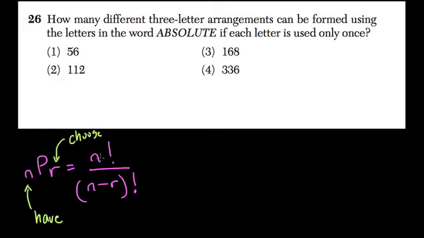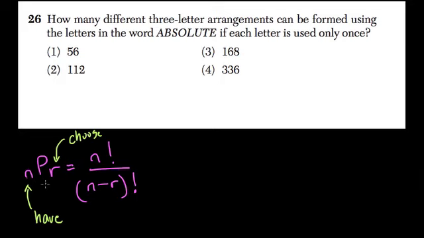N factorial, for example, if it was 9 factorial, would mean 9 times 8 times 7 times 6 times 5 times 4 times 3 times 2 times 1. And here, you're multiplying from n all the way down to 1. We subtract r from n and then take the factorial of that.